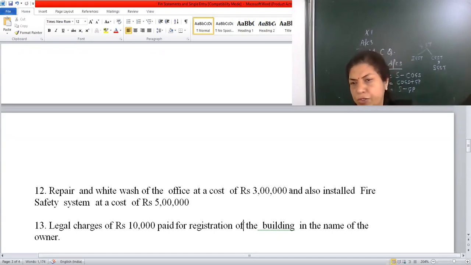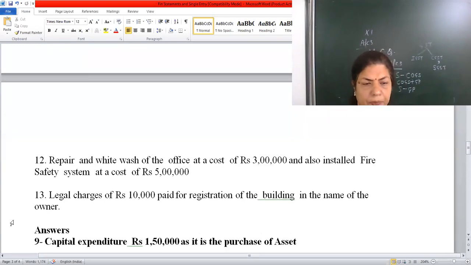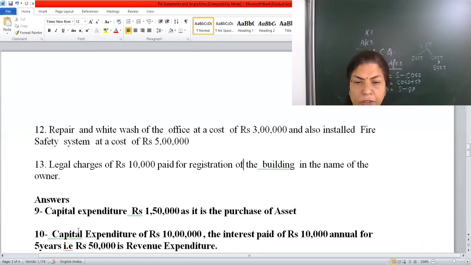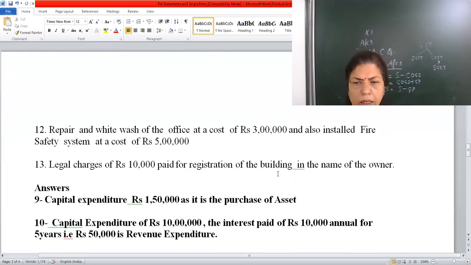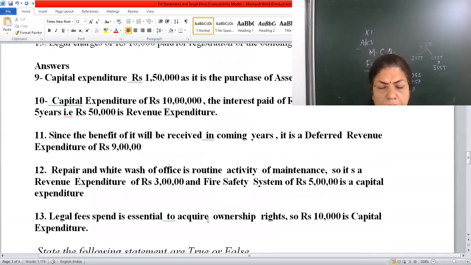Install fire safety system. Fire safety system will give the benefits for many years. It is creating asset, that's why it is capital. Now legal charges of rupees 10,000 paid for registration of the building in the name of the owner. See, legal charges are essential to acquire ownership right. So rupees 10,000 is capital expenditure.